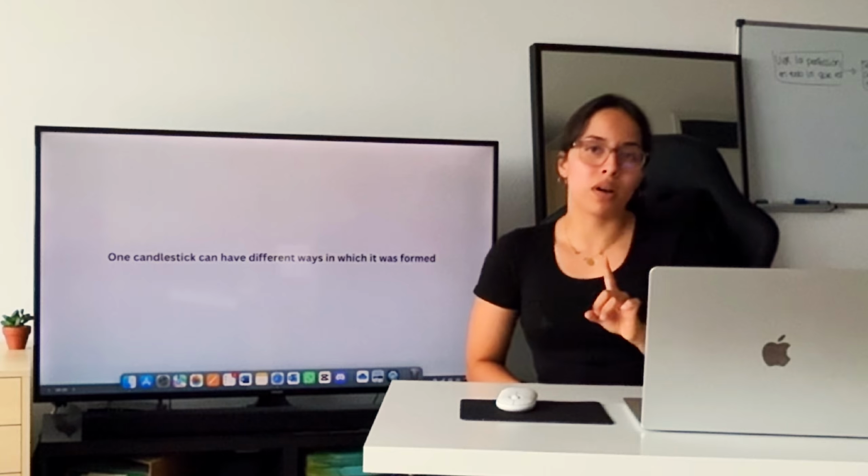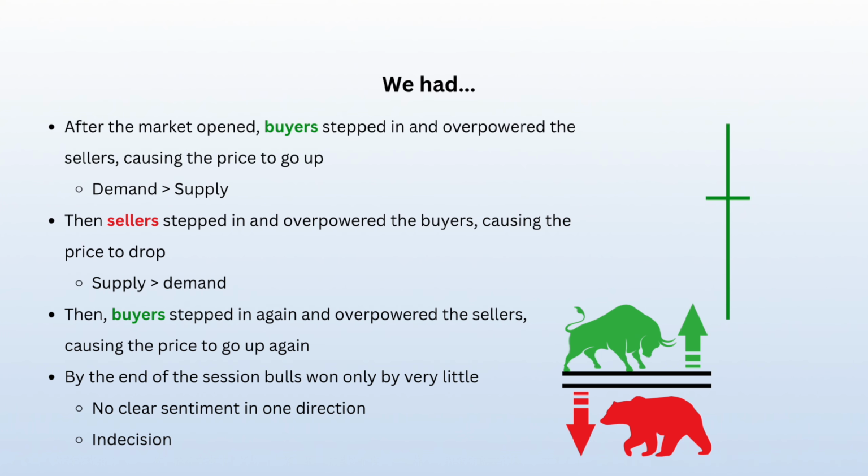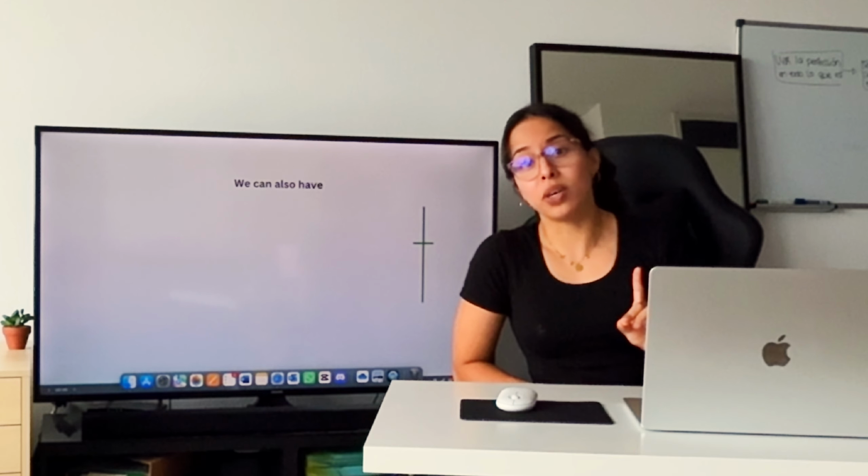I want to say something important, and that is one candlestick can have different ways in which it was formed. Now, what do I mean by that? The situation that we had is a situation where after the market opened, first the buyer stepped in, causing the price to go up, then the seller stepped in, causing the price to go down, and then the buyer stepped in, causing the price to go up again, closing higher than the opening. But we can also have the reverse scenario. And the story goes like this.